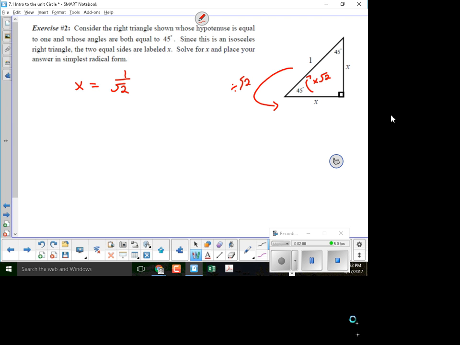Now, we can't write it that way. We have to get rid of the radical in the denominator. So, each of these legs is rad 2 over 2. Make sense? So this triangle is going to look like this. Rad 2 over 2, rad 2 over 2, and 1 for the hypotenuse.